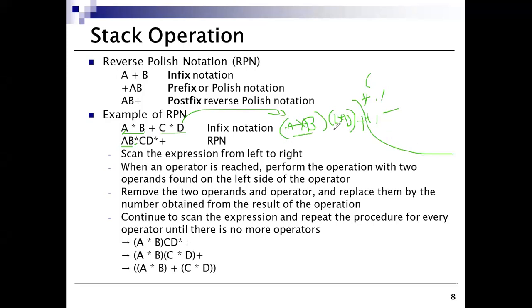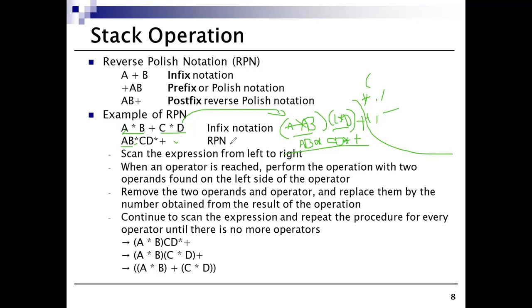After that, convert this to RPN form or postfix form. This is AB star. After that, CD star. In between these two, you have to perform another addition operation. Okay. So this is what is called reverse Polish notation.